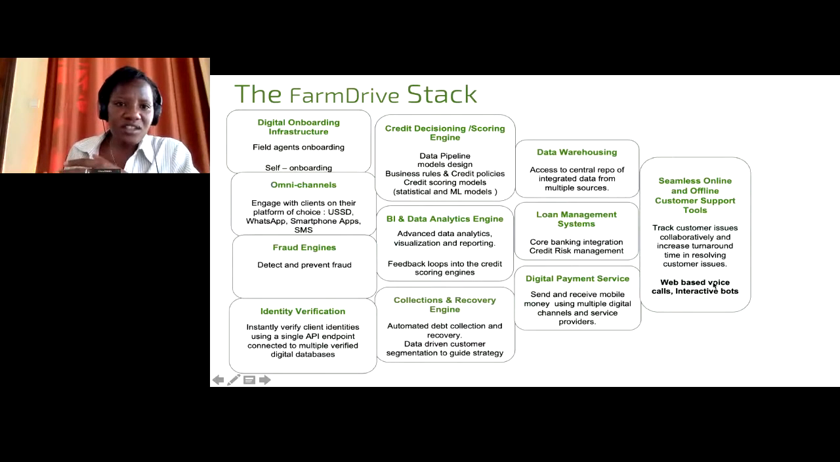And the work that we do at FarmDrive is to be able to quantify that risk premium. What's the risk of default for this sector that has a very unique risk profile? And how do you design loan products that work for this sector?